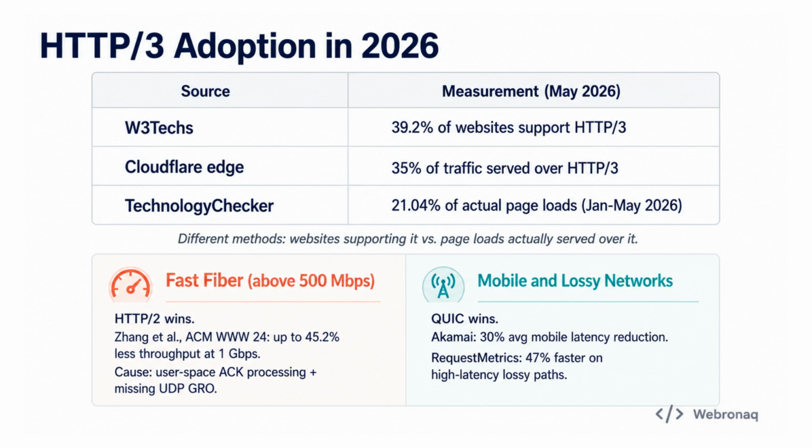Adoption on fast networks has plateaued, and a 2024 peer-reviewed paper from the ACM Web Conference by Zhang and colleagues explains exactly why. On a 1 gigabit connection, QUIC delivered up to 45.2% less throughput than HTTP/2 in Chrome. The cause is that QUIC processes acknowledgements in user space, not the kernel, and most Linux systems still lack UDP generic receive offload support for QUIC traffic. The gap starts at around 500 megabits per second and grows from there. On mobile and lossy networks, though, the story flips completely, and that is where the decision really lives.